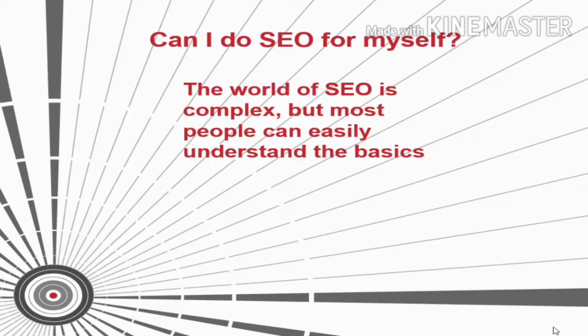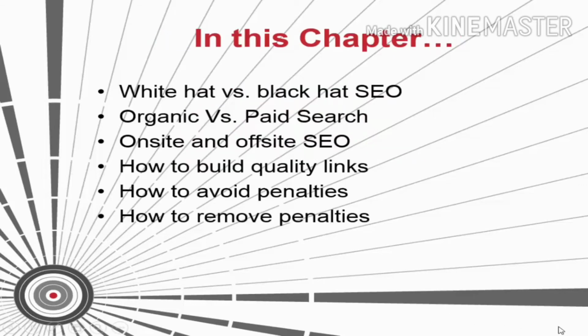Firms that practice SEO can vary. Some have a highly specialized focus, while others take a broader and more general approach. So in this chapter, what we'll be discussing is the following: white hat versus black hat SEO, organic versus paid search, on-site or off-site SEO, how to build quality links, how to avoid penalties, and how to remove penalties.